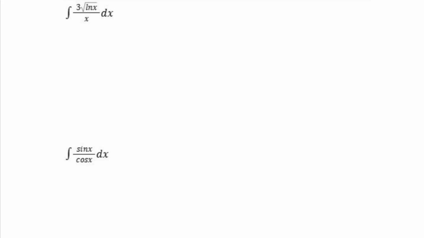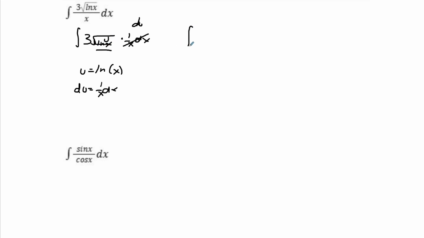We have 3 square root ln of x over x, right? So we realize that we can write this as the integral of 3 square root ln of x, times 1 over x dx. So look at this. If we differentiate ln of x, we are going to get 1 over x, right? So perfect. We found our u and our du. So u here is going to equal ln of x, and du is going to equal 1 over x dx. So this will just become du, and this will just become u. So we're going to have the integral of 3 root u du.